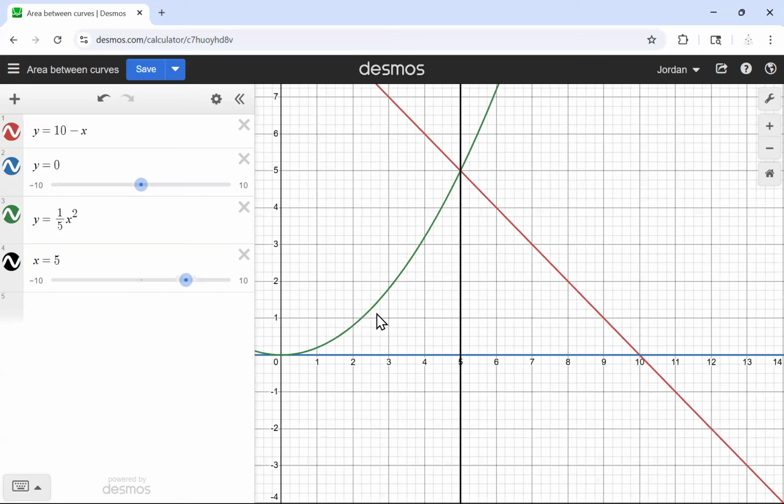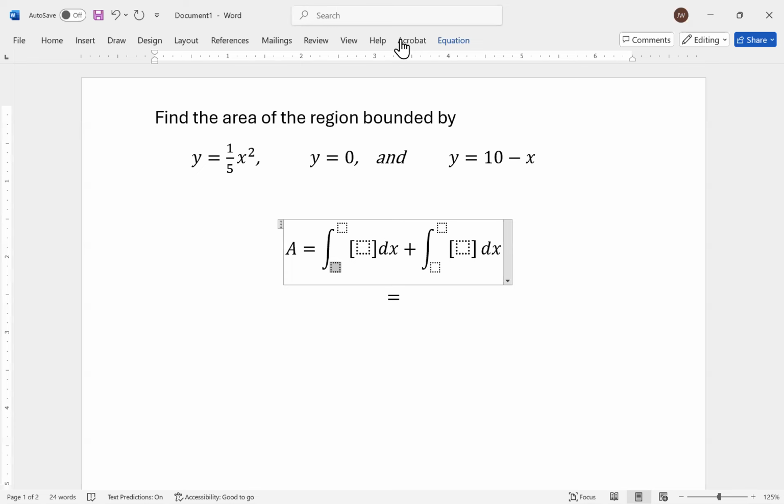And obviously from 0 to 5, y equals 1/5 x squared is on top, y equals 0 is on bottom. From 5 to 10, y equals 10 minus x is on top, y equals 0 is on bottom. So let's set this up. So the area is going to be a sum of 2 different integrations, one going from 0 to 5 and the other from 5 to 10.